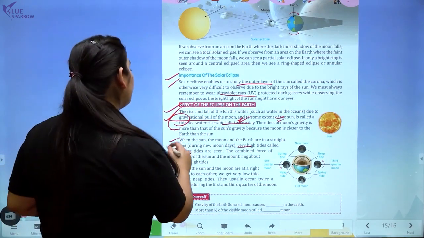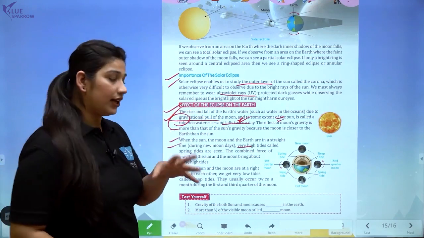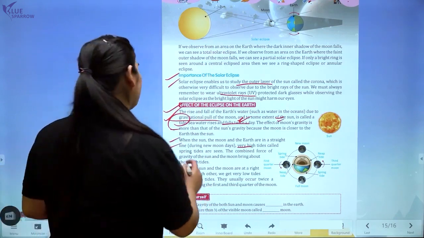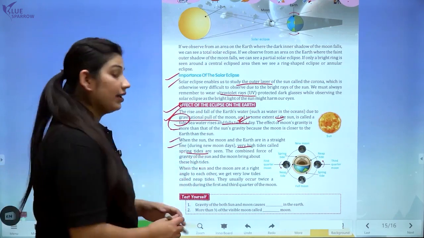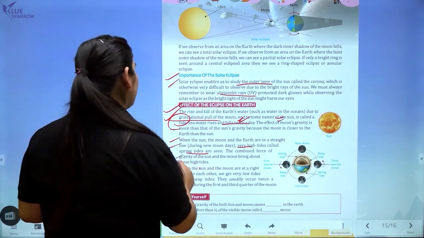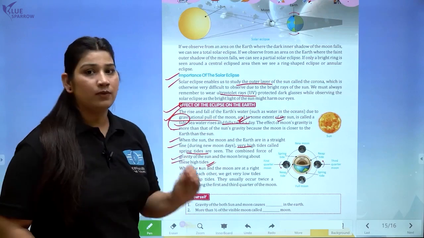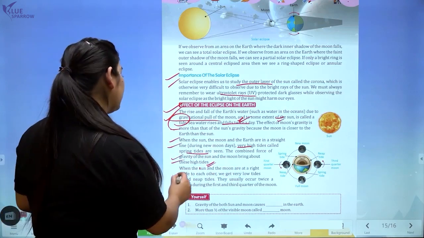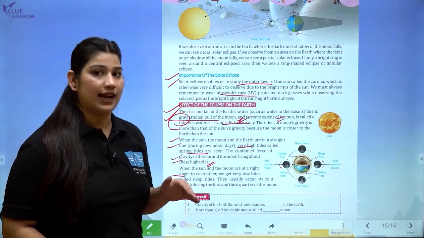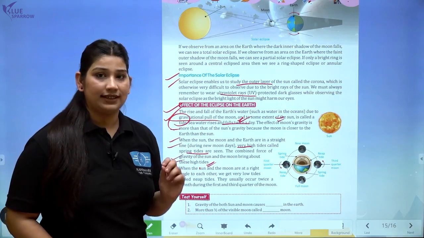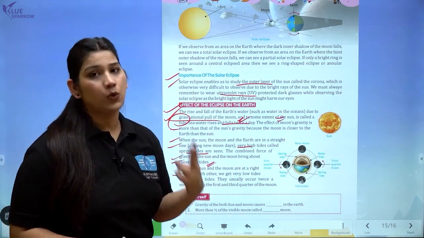When the sun, moon and earth are in a straight line, very high tides are seen called spring tides. The combined force of gravity of the sun and moon brings high tides. When the sun and moon are at right angles to each other, we get very low tides called neap tides. They usually occur twice a month.